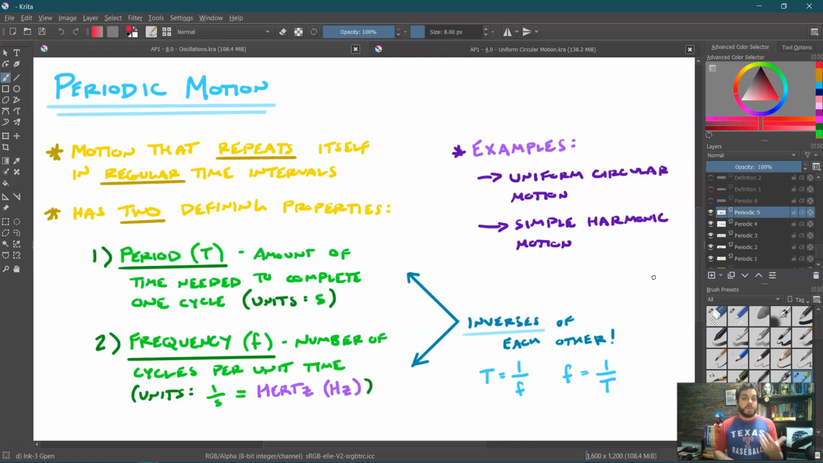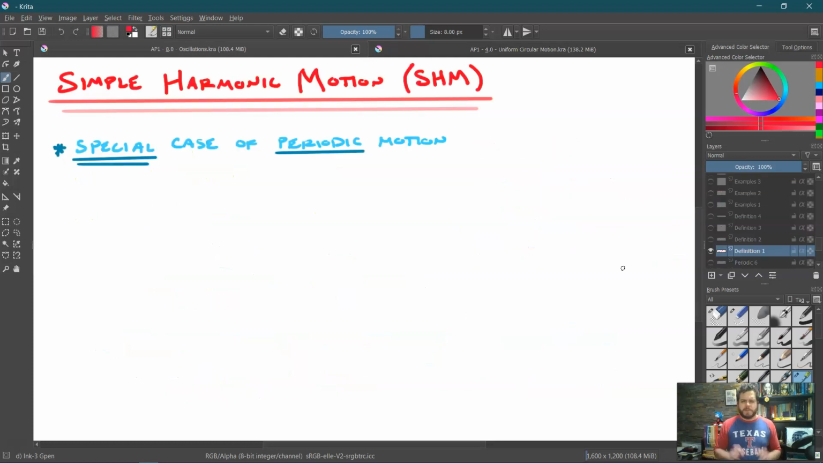The first of which is uniform circular motion. Objects are going in a circle at a constant rate. But the other form of periodic motion we're going to look at, and the one we're going to be focusing on for this entire unit, is that of simple harmonic motion. So what exactly is simple harmonic motion? That's a very long phrase, so a lot of times when I'm writing on the notes, I'm just going to abbreviate as SHM, just to keep things nice and simple.